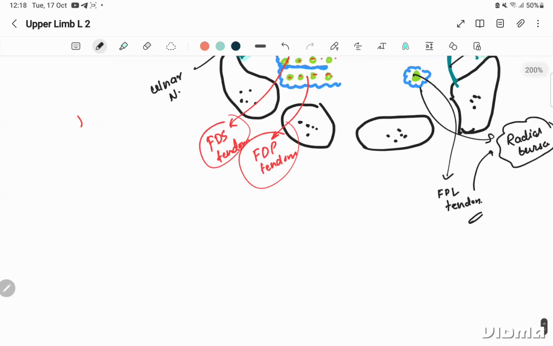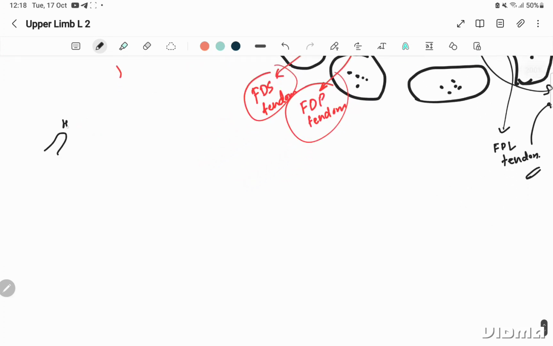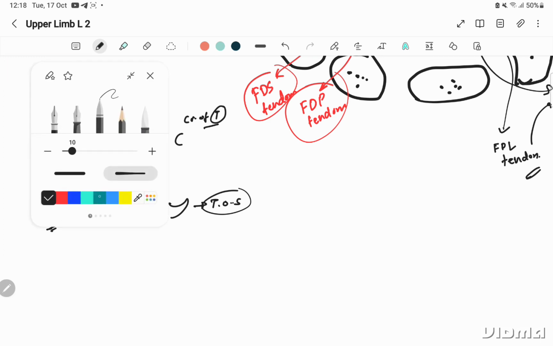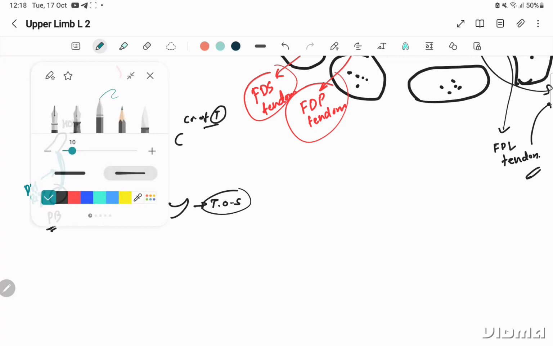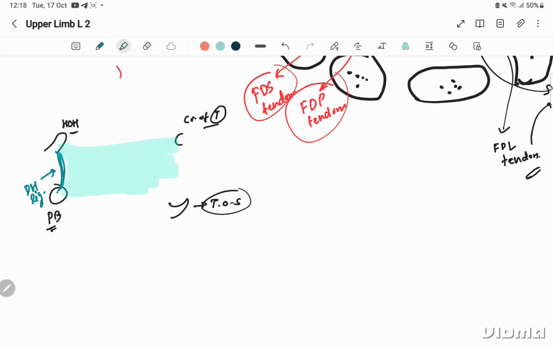I said the flexor retinaculum has 4 attachments: the hook of hamate, the pisiform bone, the crest of trapezium, and the tubercle of scaphoid. Tubercle of scaphoid, crest of trapezium, hook of hamate, and the pisiform bone. And here we have the pisohamate ligament also. Let's say this is the flexor retinaculum.